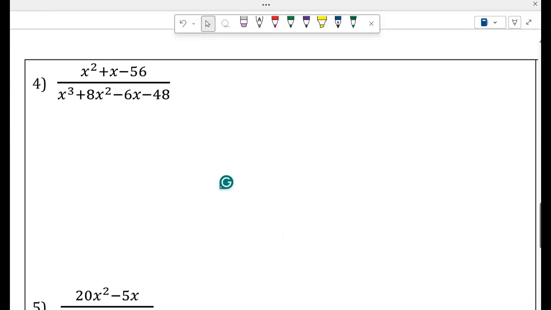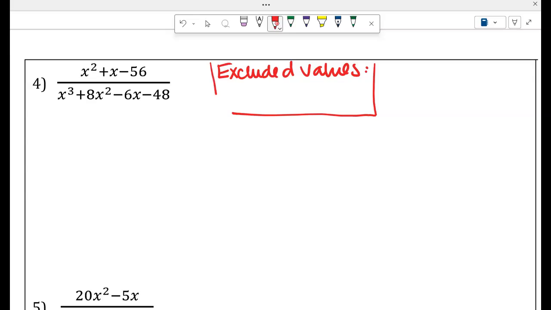So to factor the top, guys, we do the same thing, right? It's a trinomial, you make your x. But now on the bottom, we need to find the excluded value. So we take it and set it equal to 0. I'm going to box it up because that's where we're going to put the excluded values. X to the third plus 8x squared minus 6x minus 48 equals 0. We are going to factor by grouping.